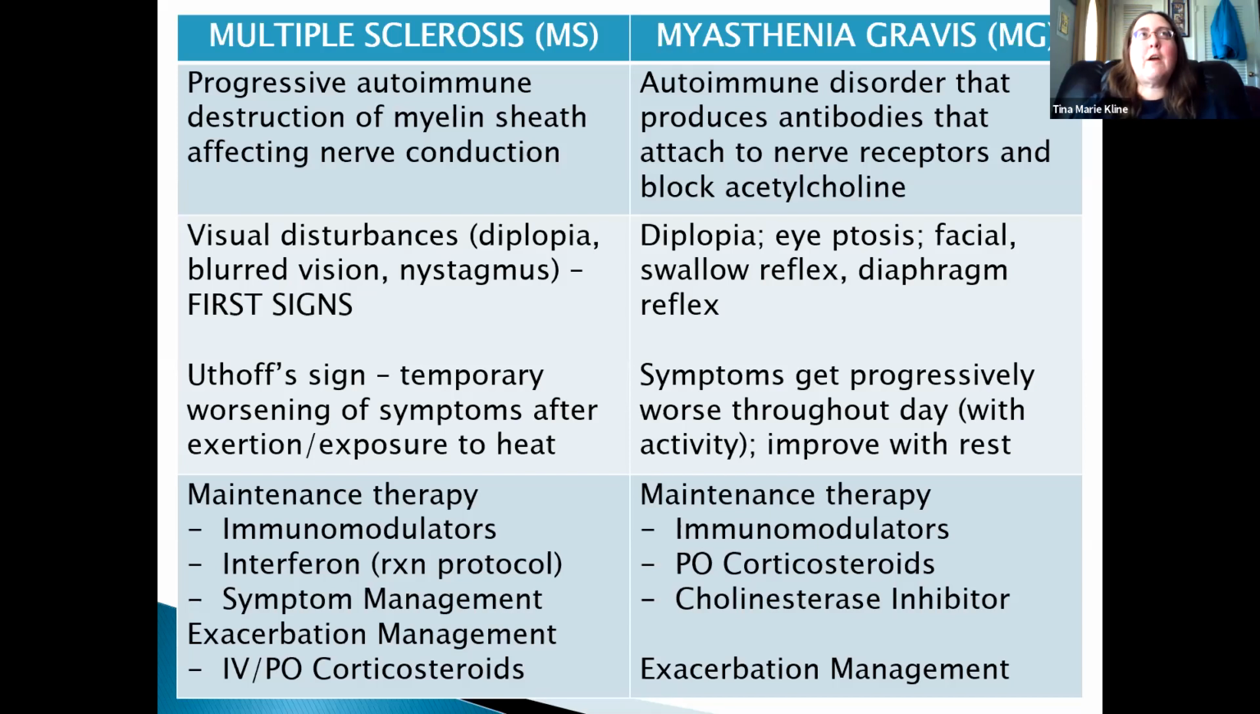And the classic first sign that we typically see when we do that tracking back is a visual disturbance. A lot of times it's just diplopia, that double vision. It might be blurred vision. Nystagmus kind of accompanies that sometimes, but most of the time it's the diplopia, it's the double vision.